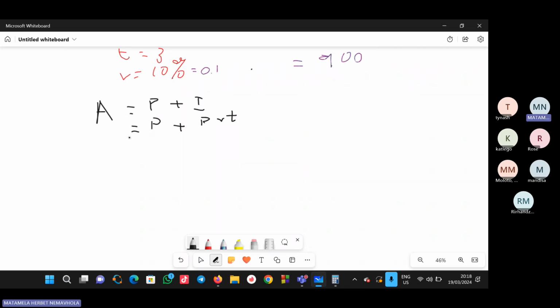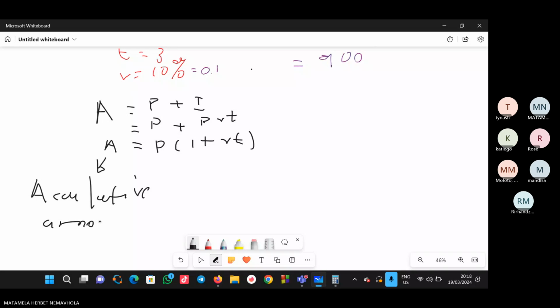Whereby if we take out P, we are left with A equals P in brackets 1 plus RT. This equation is the one you use to calculate the accumulative amount. This A here stands for accumulative amount, or you can call it the sum total. All terms remain the same.